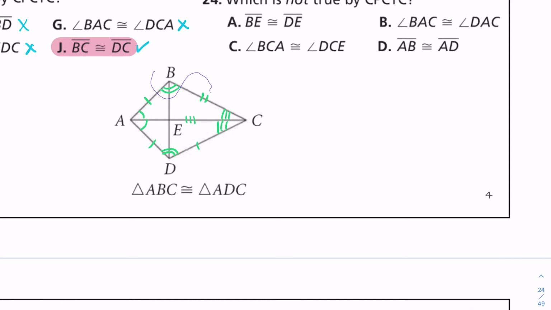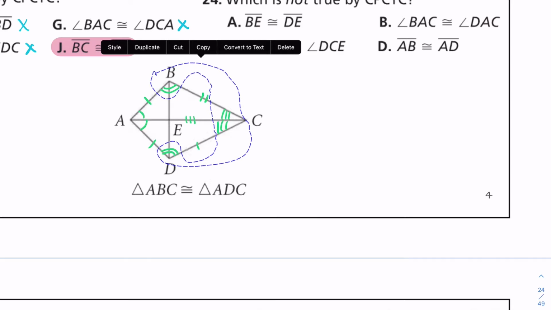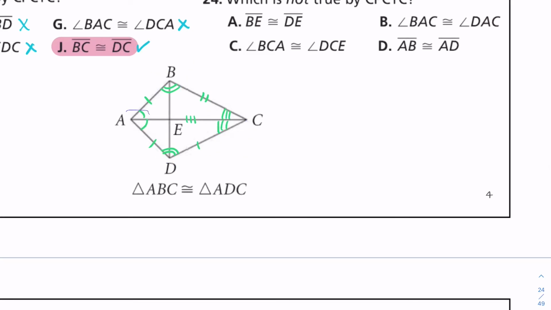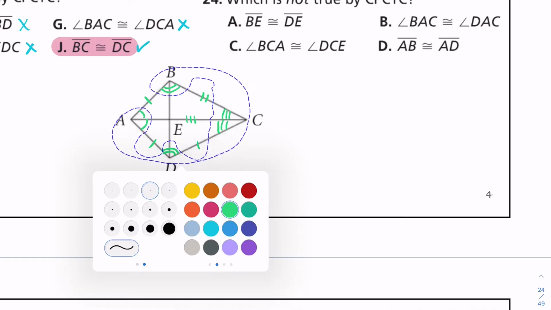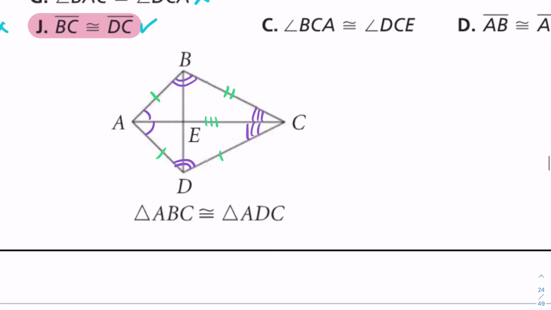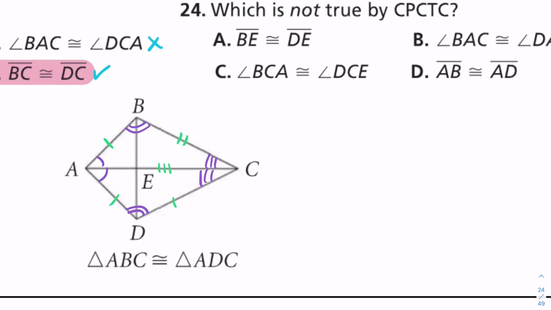Let me try to color the angles a different color. Oops. Nope, what did I do? Angles are going to be purple. There we go. So that's what I do know. BE is congruent to DE. I don't know that yet.